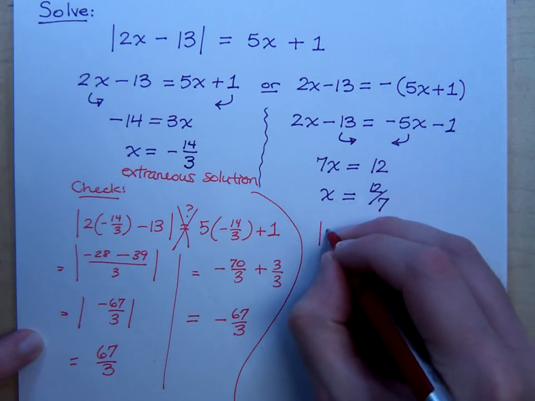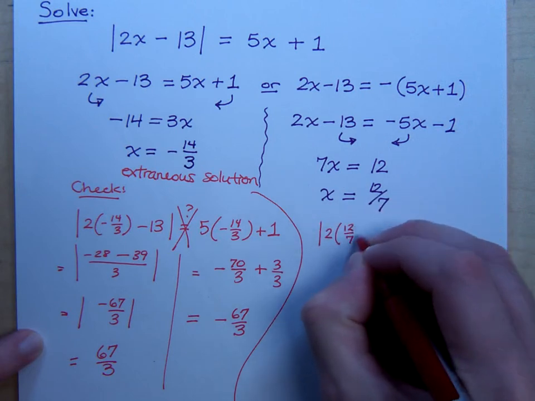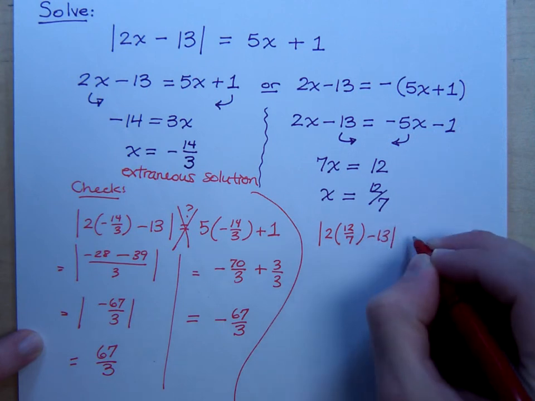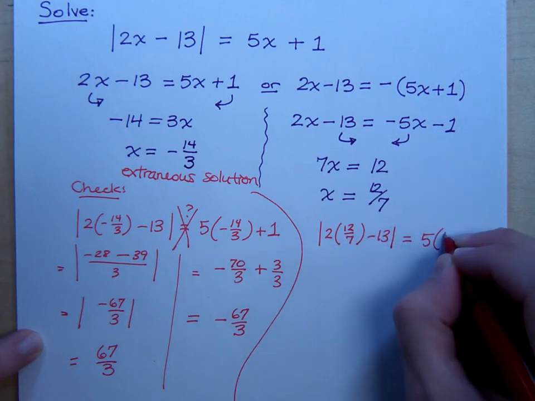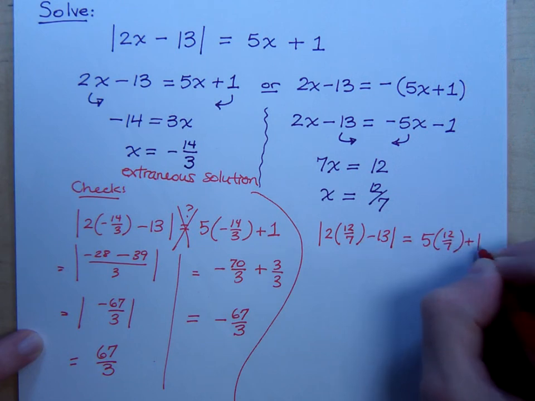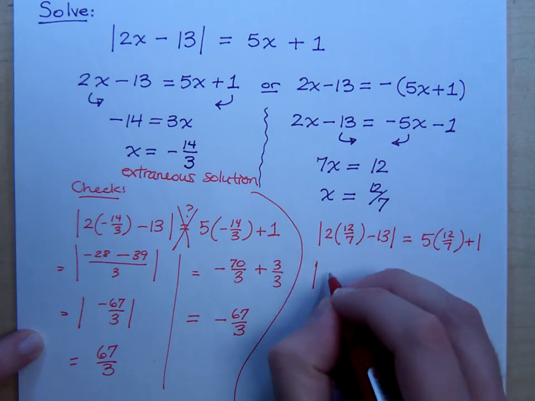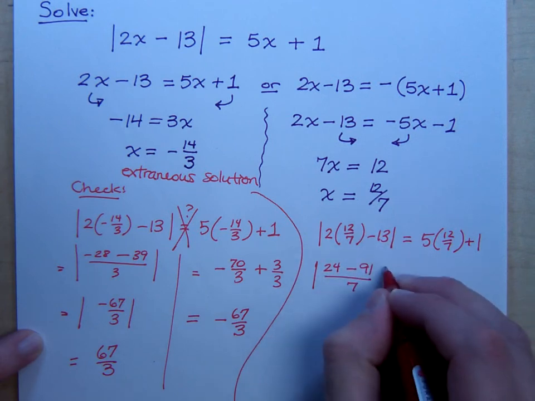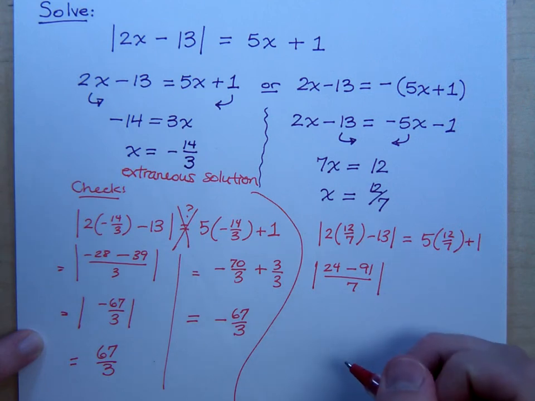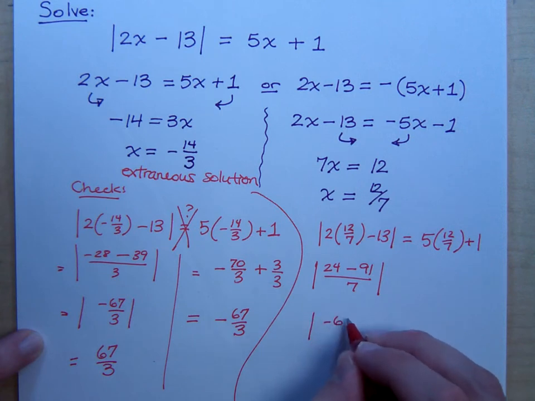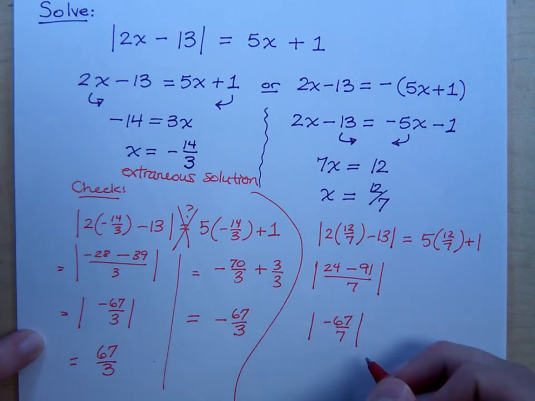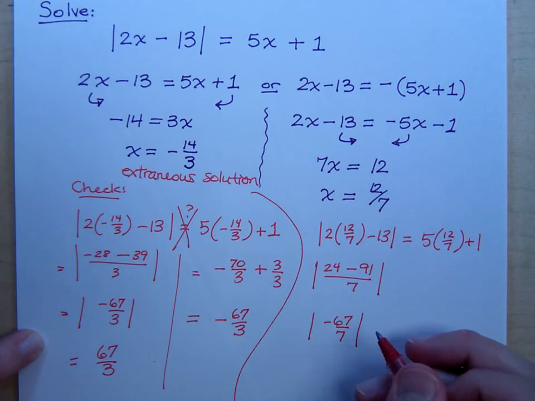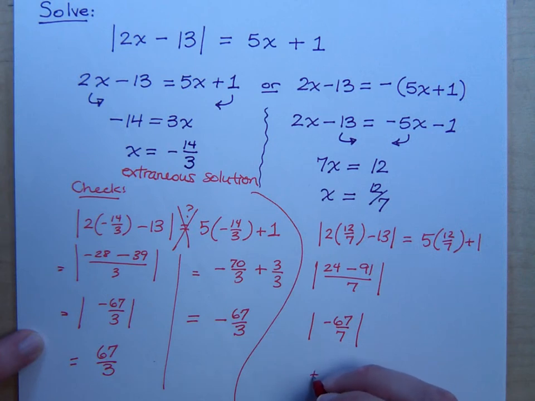Is the absolute value of 2 times 12 over 7 minus 13 equal to 5 times 12 over 7 plus 1? Inside the absolute value, you get 24 over 7 minus, that's going to be 91 over 7. So it's 24 minus 91. Close enough. That is negative 67 over 7. Am I okay here, or am I losing my mind? Which just gives me a positive 67 over 7.